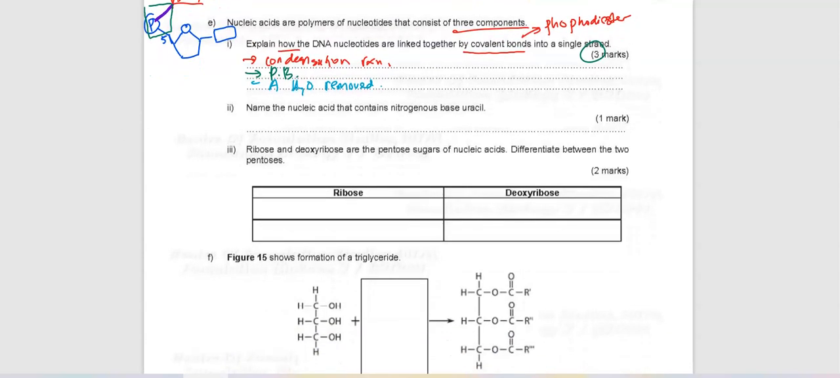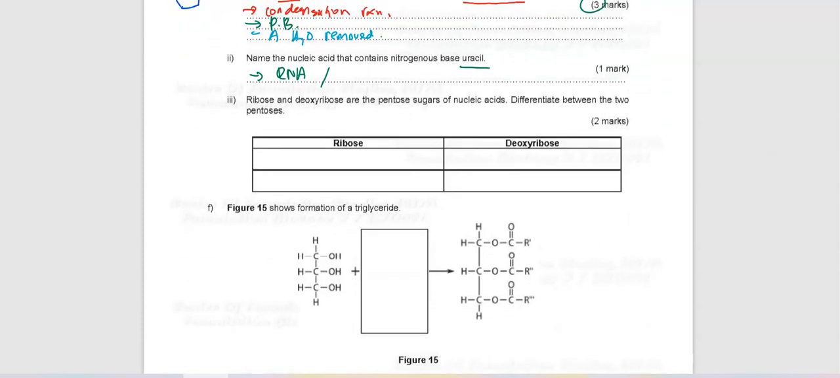Number 2, name the nucleic acid that contains the nitrogenous base uracil. The answer is obviously RNA, or ribonucleic acid. You can just write RNA, or you can write the full name, which is ribonucleic acid.